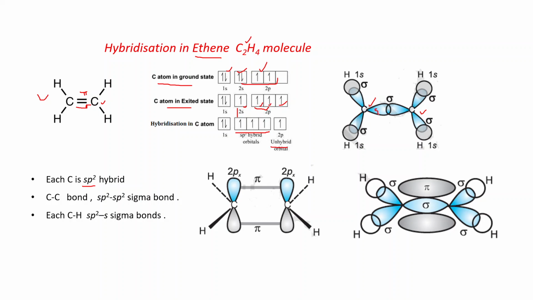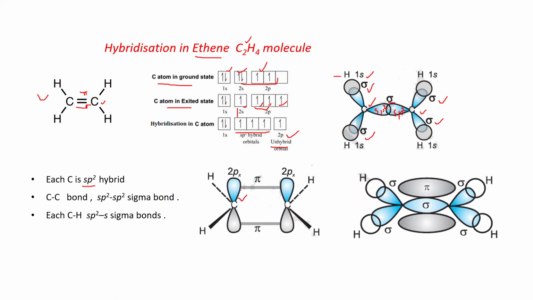Now, an sp2 hybrid orbital of this carbon overlaps with an sp2 hybrid orbital of the other carbon and forms a sigma bond. And the remaining two sp2 hybrid orbitals of each carbon overlap with the 1s orbital of a hydrogen atom and form sigma bonds. In the same way, this is sigma and this is sigma. Now each carbon contains a 2p unhybridized orbital which is perpendicular to the plane, and this is represented like this as the unhybridized p orbital. This p orbital may be px or py because the pz orbital is involved in the sp2 hybridization.